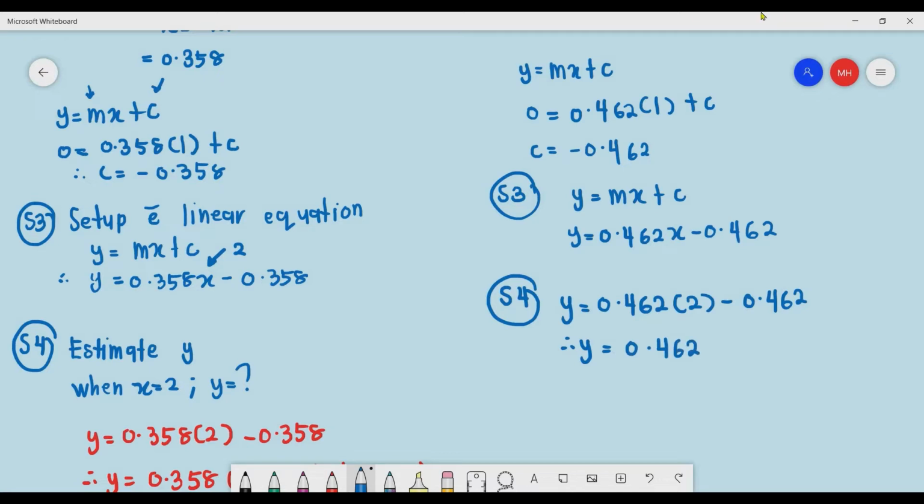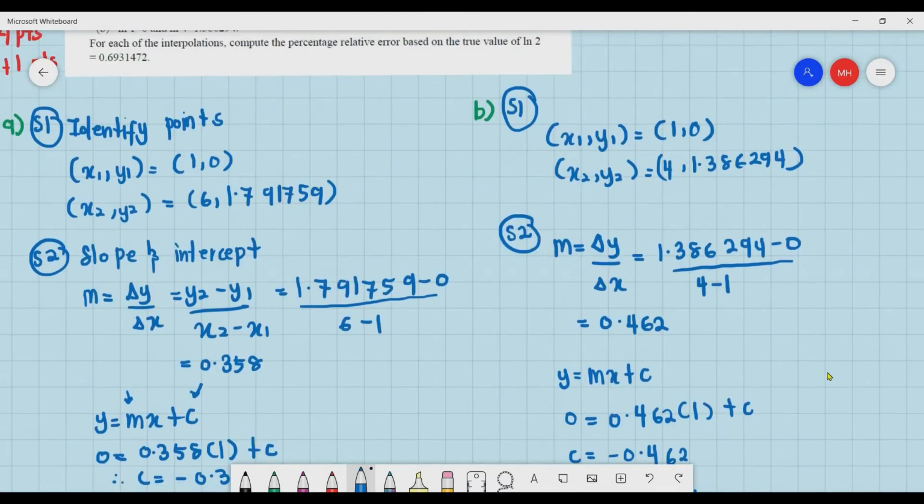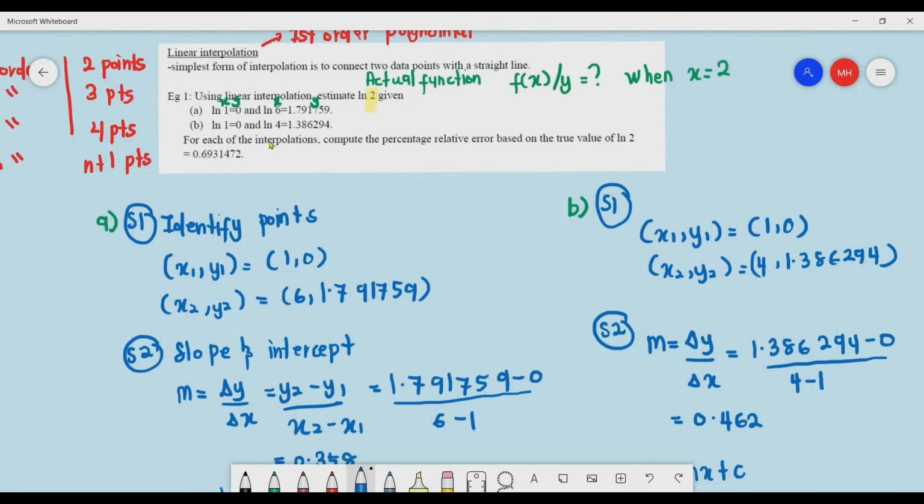Therefore y equals 0.462. Here we have additional questions. For each interpolation, that means for A and B, compute the percentage relative error, based on the true value.